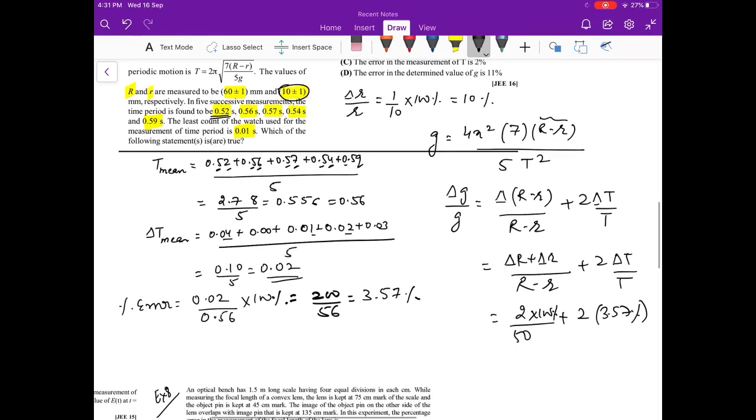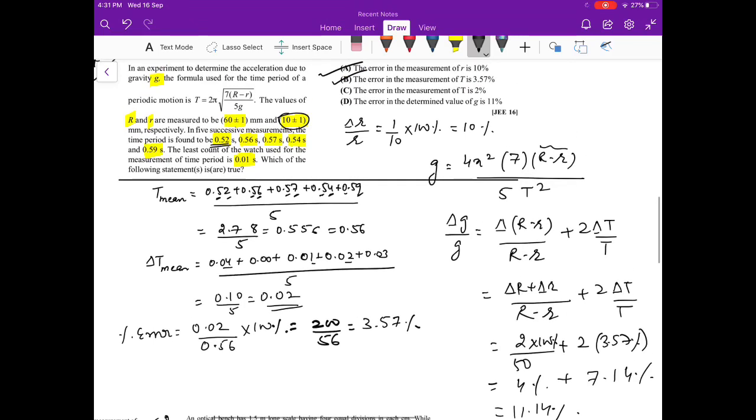So now what you have, 200 by 50, that is 4%, and this would be 2 7s are 14, and 1 would be 11, and this would be 7.14 plus 4, that would be 11.14. So it is approximately 11%. So I'll go with this would be 11% approximately, we will say. So the answer is A, B, D.